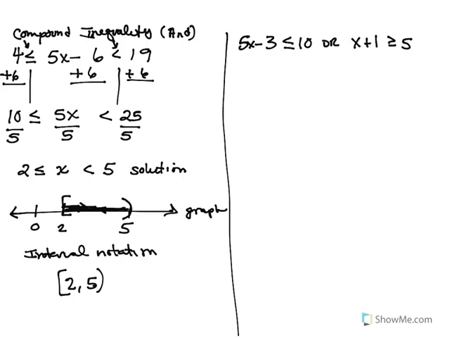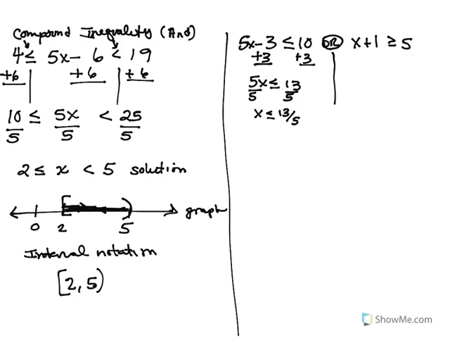All right, so here we have another compound inequality, but this time we have an or inequality. So you're just going to solve each inequality separately. So on the left side, I have 5x minus 3 is less than or equal to 10. So I'm going to add 3 to both sides. So 5x is less than or equal to 13. Then I'm going to divide both sides by 5. So x is less than or equal to 13 over 5.